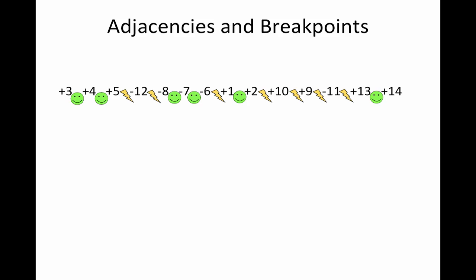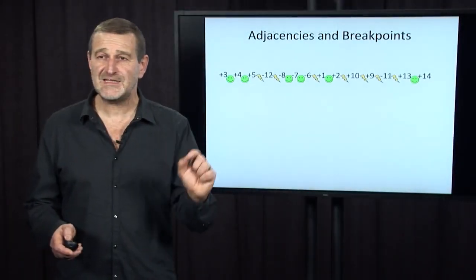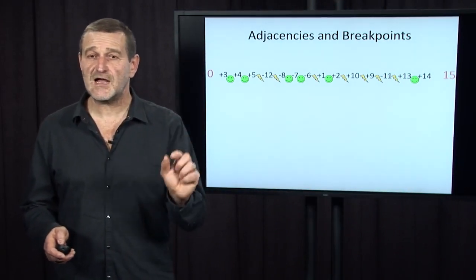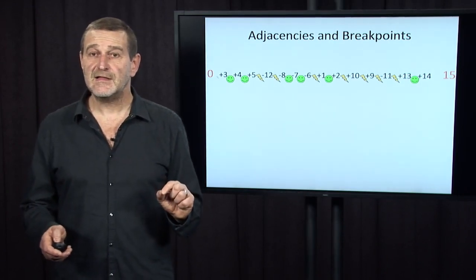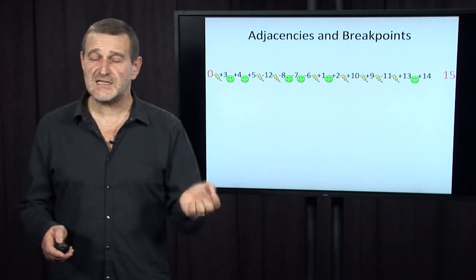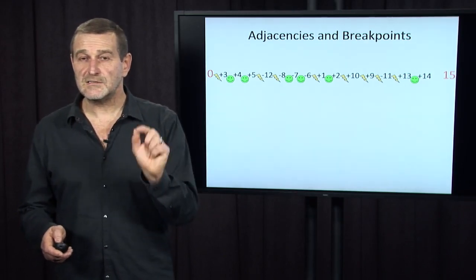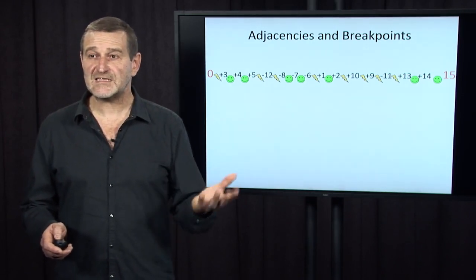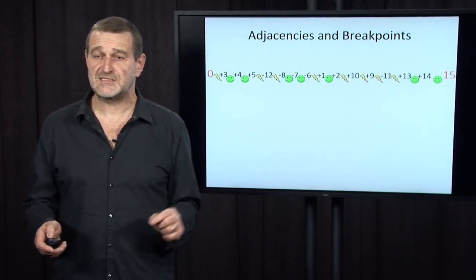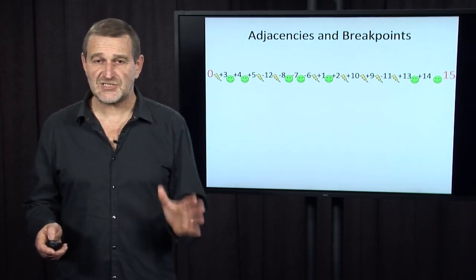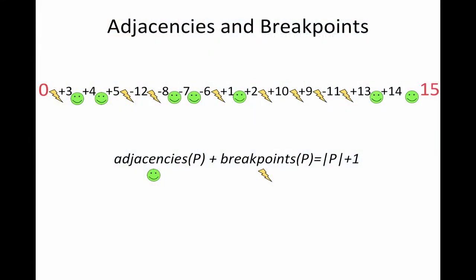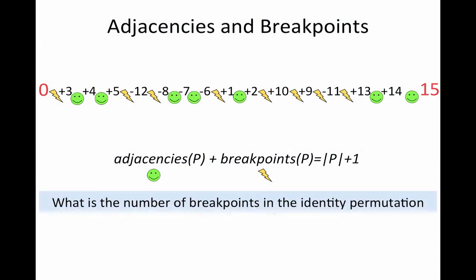Are we done? Not quite yet, because there are two more implicit elements of this permutation, 0 and n+1, that describe the start and end of this permutation. And 0 and +3 is a breakpoint, because 0 should not be next to +3, it should be next to +1, and +14, +15 is an adjacency. So after we define adjacencies and breakpoints, clearly the number of adjacencies plus the number of breakpoints in the permutation equals the length of the permutation +1.